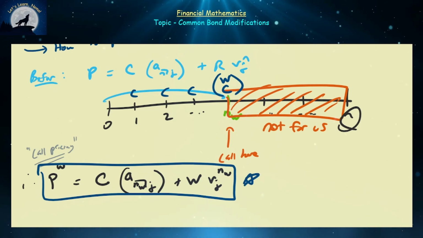Right? So those are some of the basic modifications that you can impose on types of bonds, and also some modifications on how to price bonds as well, both in the callable form and also the non-callable form.